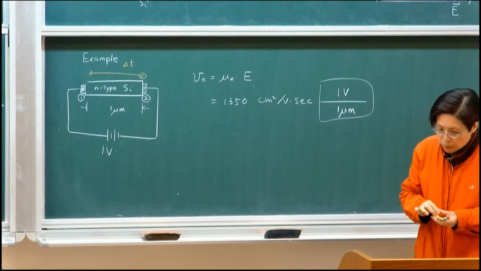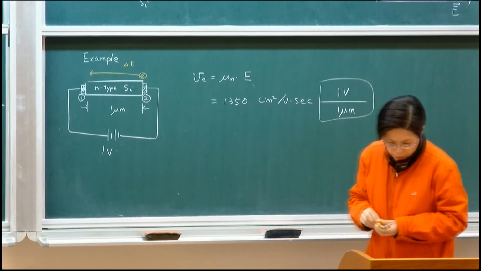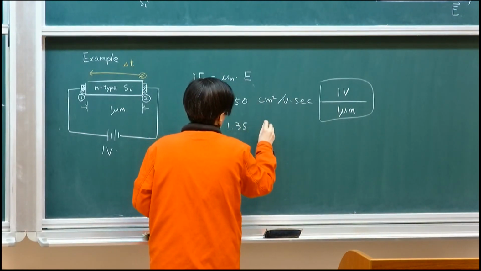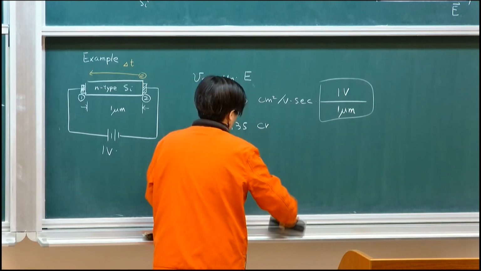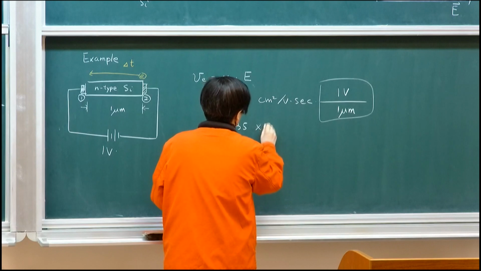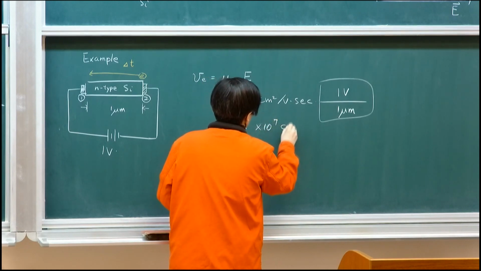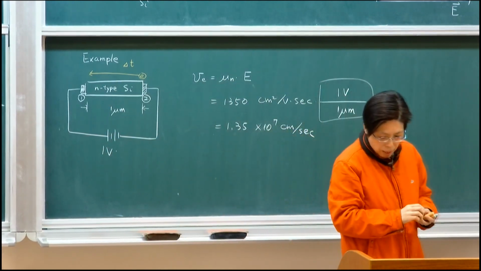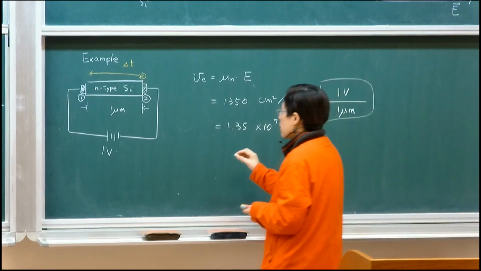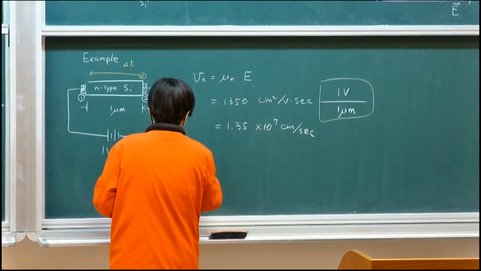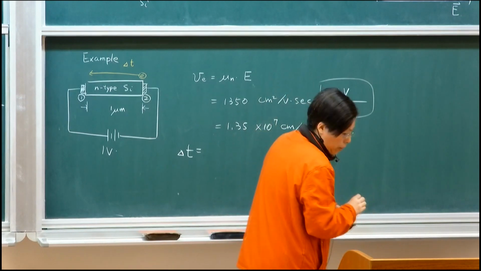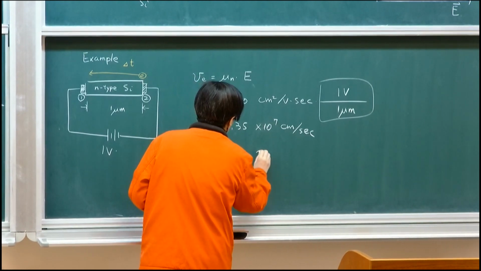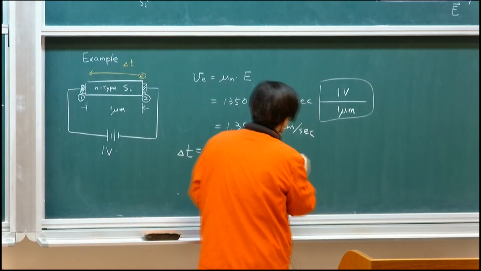So once we have the numbers, you could actually get it. The speed is about 1.35 centimeter per second to the power of 10. So you get the speed. Once we have the speed, then you simply look at delta T, let me get the number. The L is 1 micron divided by the speed. It will be about 10 picosecond across 1 micron.